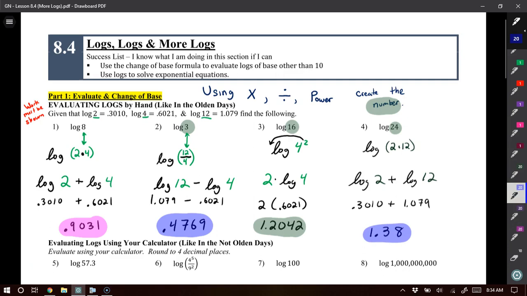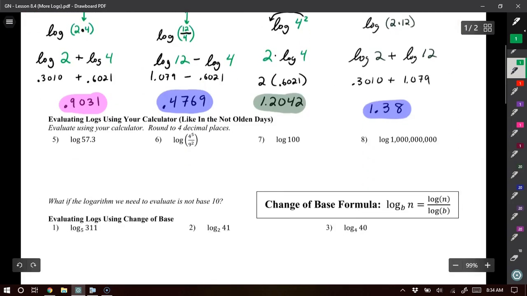That's how you do it by hand. That's where your work must be shown. If I'm giving you approximations on them, you're going to use those based off of multiplication, division, or powers. And notice I never changed the problem. 8 is 2 times 4. 12 divided by 4 is 3. 16 is 4 times 4. 24 is 2 times 12. They're the exact same problems, or just find a way to rewrite them.